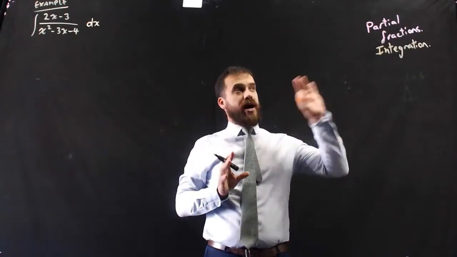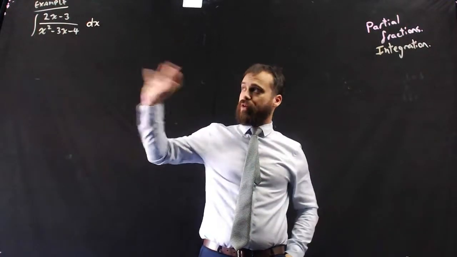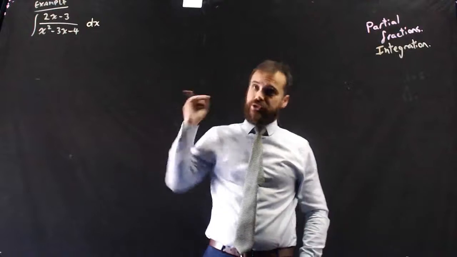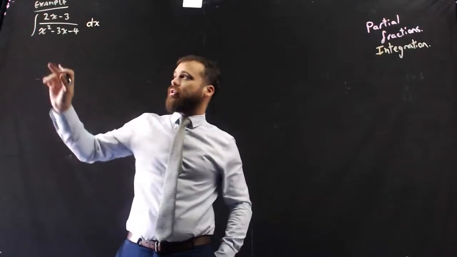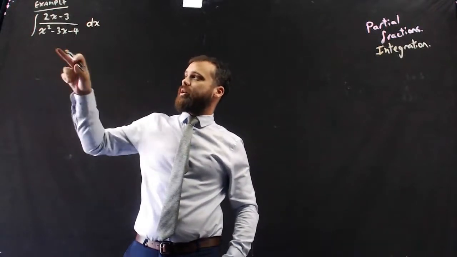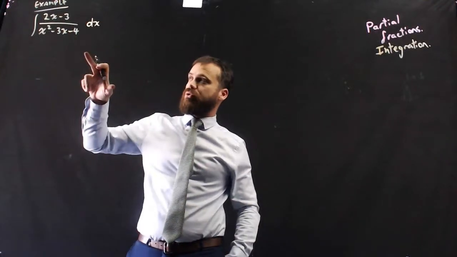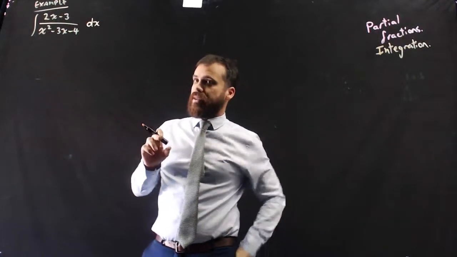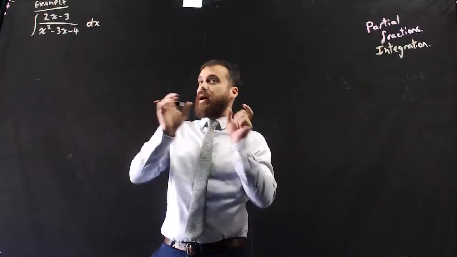Alright, so we're going to use partial fractions to integrate this rational expression over here. I'm going to jump straight into it. The integral of (2x - 3) over (x² - 3x - 4) with respect to x. Now, we want to split this into partial fractions.